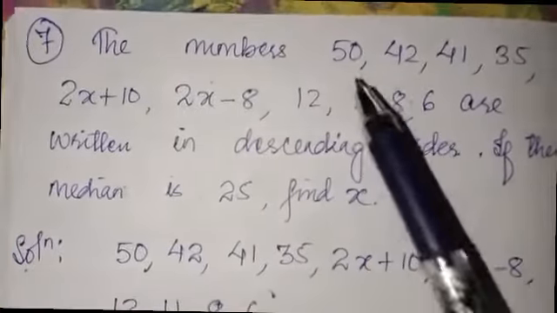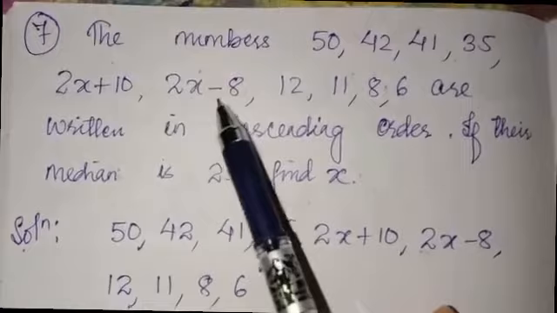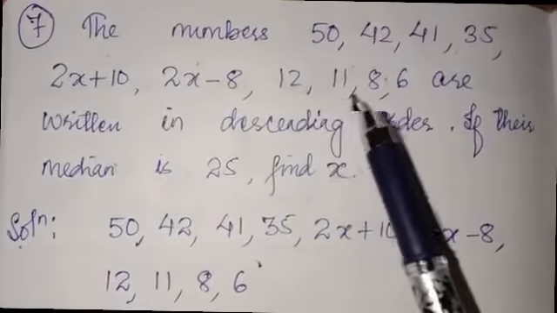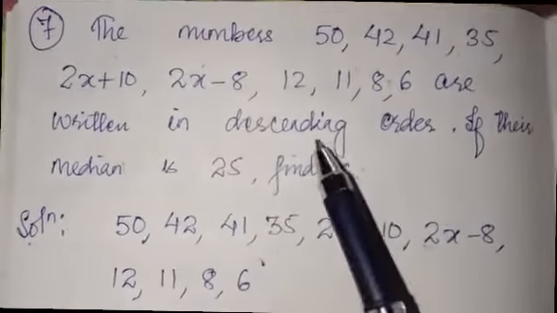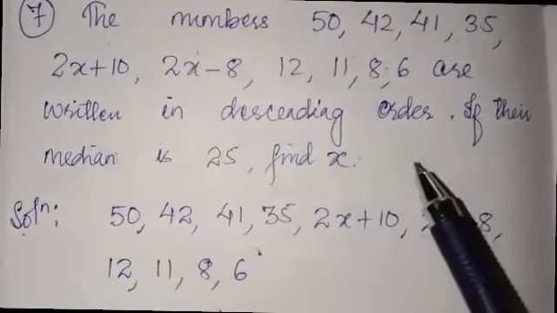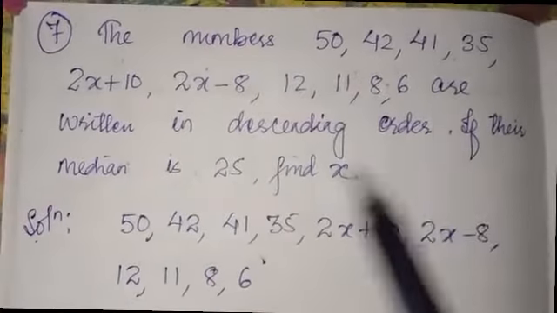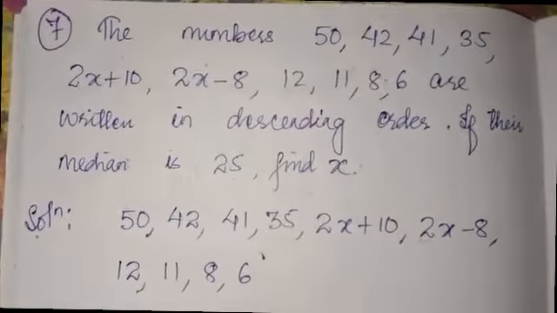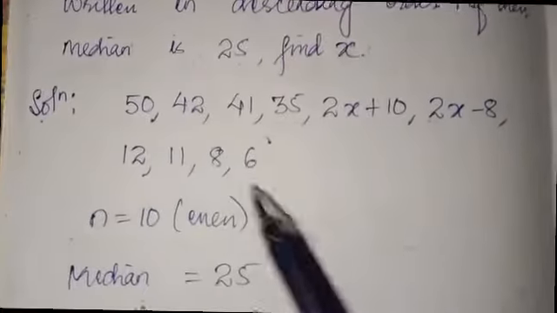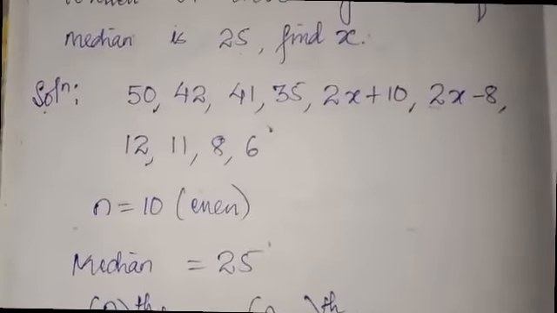The numbers 50, 42, 41, 35, 2x plus 10, 2x minus 8, 12, 11, 8, 6 are written in descending order. If their median is 25, then what is the value of x? Here it is already arranged in descending order. Whether it is ascending or descending, the formula will remain the same.